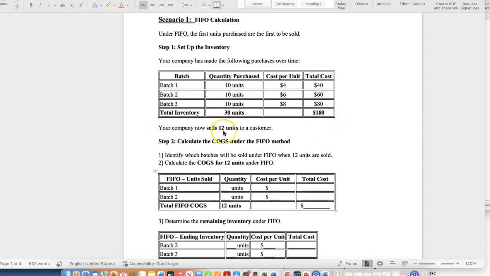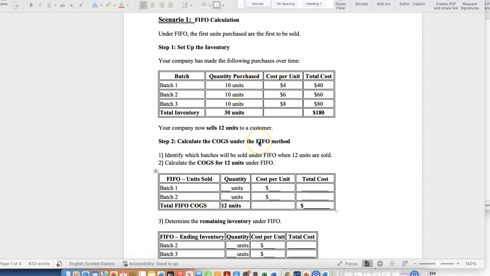Now if you look here, it tells us that the company sells 12 units to a customer. Calculate the cost of goods sold under the FIFO method. Identify which batches would be sold under FIFO when 12 units are sold, and then calculate the cost of goods sold. This is the first chart here. So if we look at the chart, we already have it set up for you.